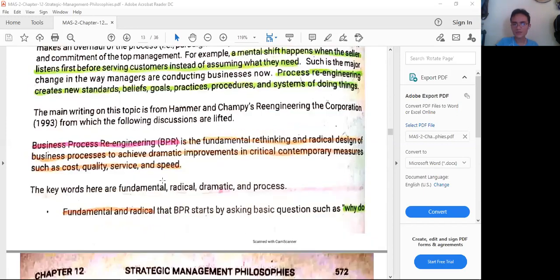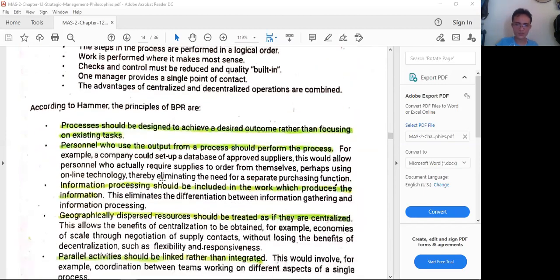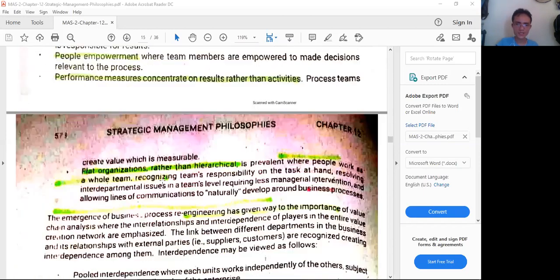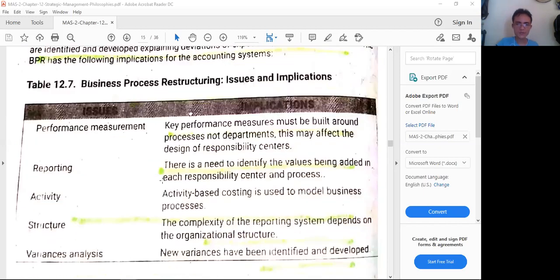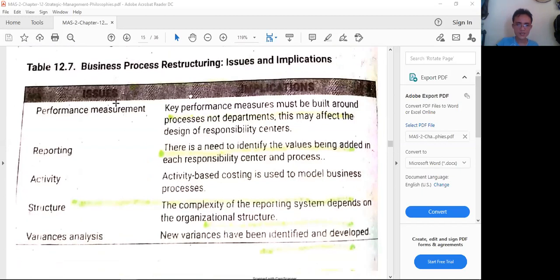All right. Some of the terms here really are words in which I'm pretty sure everybody can connect to. So we'll just be selecting the important parts. Now, for business process restructuring issues and implications, these are the issues.